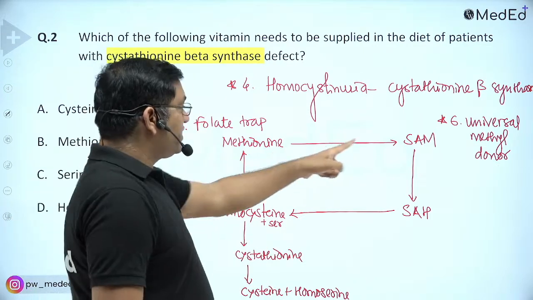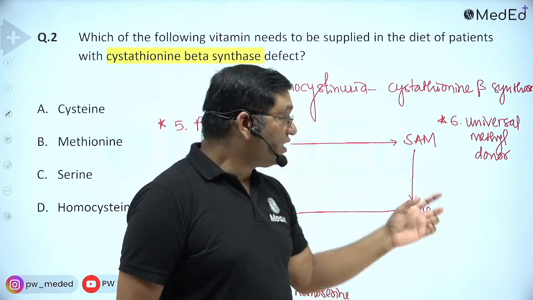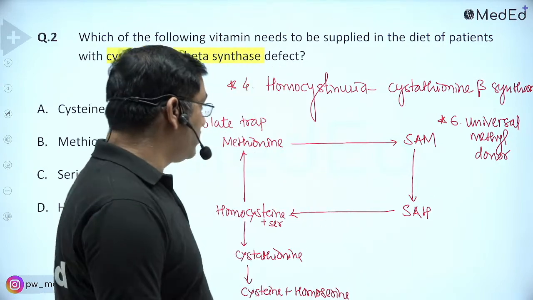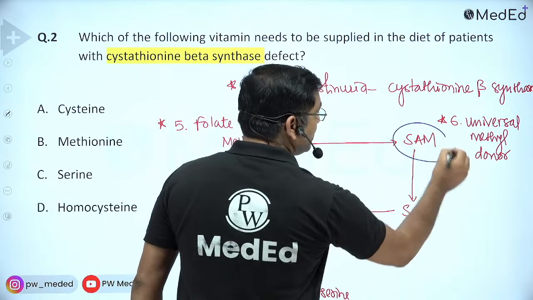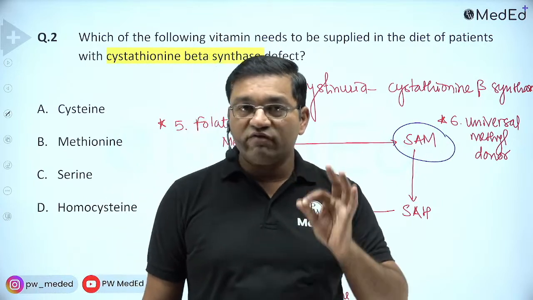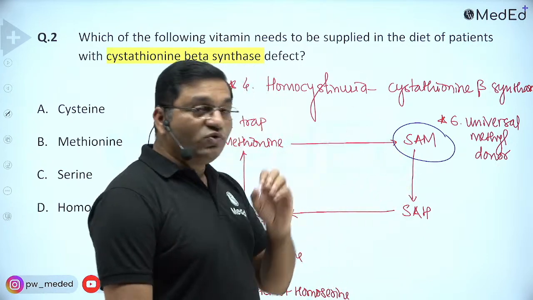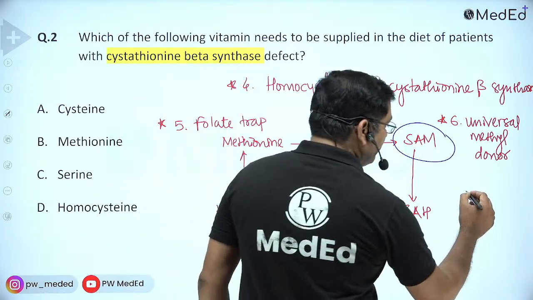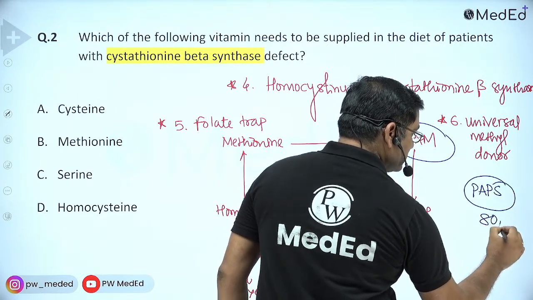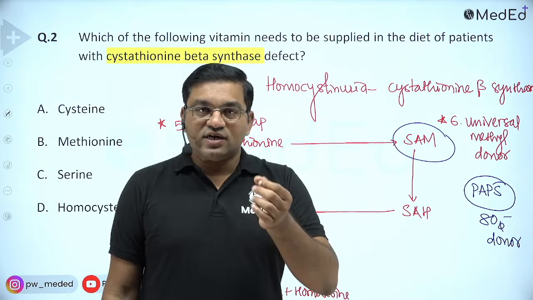And remember this reaction, these are very important reactions, because this is a transmethylation reaction in which S-adenosyl methionine is a universal methyl group donor. So SAM is a universal methyl group donor. This is an important golden point. Universal methyl group donor for transmethylation reaction. Yes, S-adenosyl methionine. And universal sulfate donor is phosphoadenosine phosphosulfate. This is the universal sulfate donor. Okay, this is the methyl group donor in the transmethylation reaction.